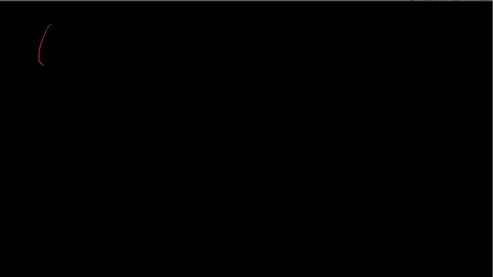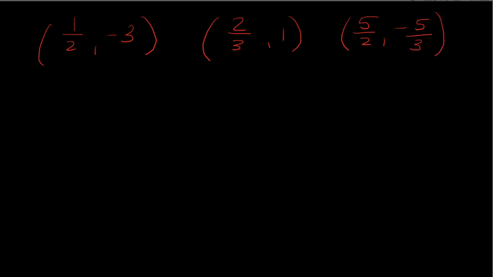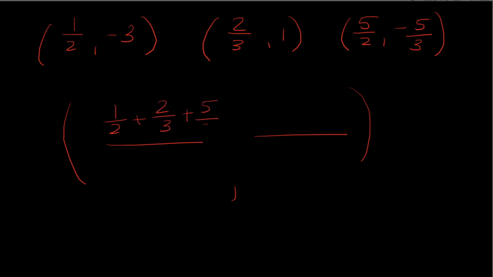What if we have fractions? So let's say we have 1/2 comma negative 3, 2/3 comma 1, and 5/2 comma negative 5/3. So we're going to find the arithmetic mean of the x's first. So let's add up all the x's. And let's add up all the y's.